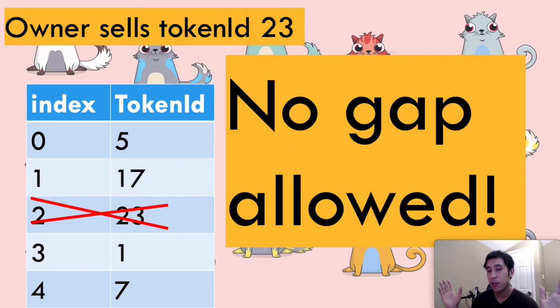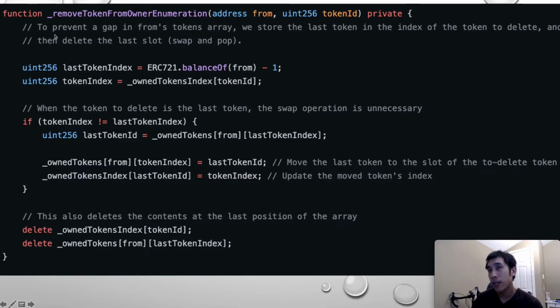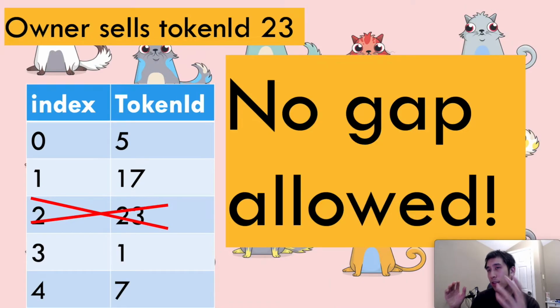Now, what was all that crazy business in the comments about saying that no gap is allowed? If you remember from back here, it says to prevent a gap in the tokens array, we have to store the last token in the index and then do some other stuff. To visualize this, it's easier to start with a new example which has more tokens in it. Let's imagine that you have a new contract and you have some owner that owns 5 tokens. They own token IDs 5, 17, 23, 1, and 7. So in that list of all the token IDs that are owned by that user, we have those 5 tokens in there, and the indices go from 0, 1, 2, 3, and 4.